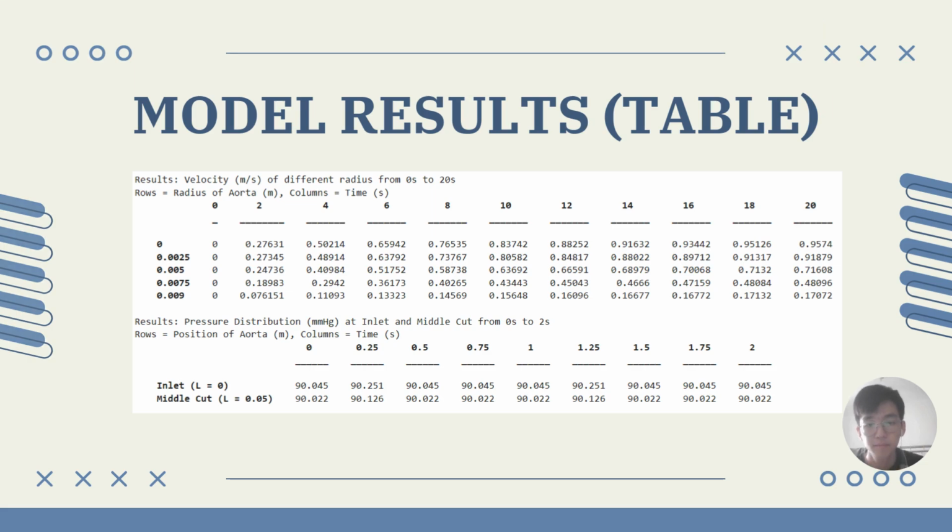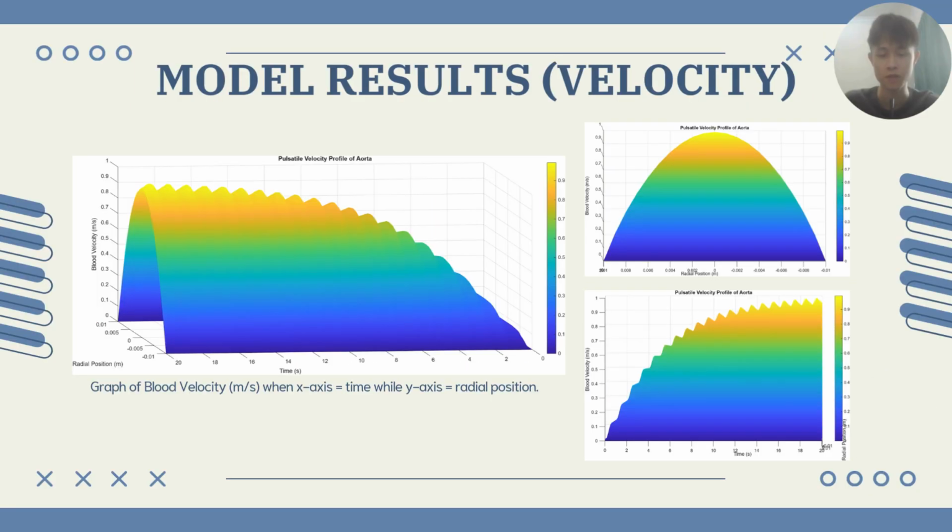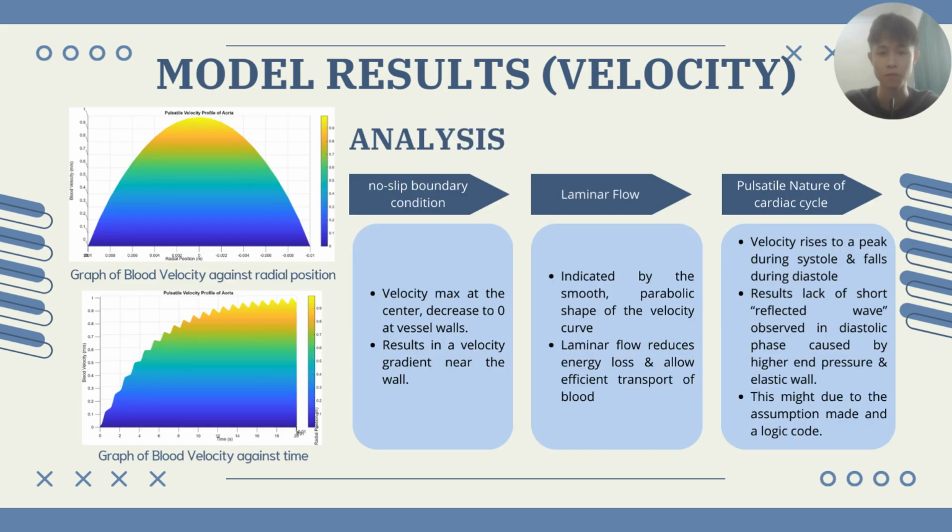to 2 seconds. Next, the pulsatile velocity profile of the aorta is plotted against radial position in meters and time in seconds as shown in the figure. The result in blood velocity presents three important characteristics in blood flow simulation. The first one is a no-slip condition and wall interaction observed, where the velocity is maximum at the center of the vessel and decreases smoothly to 0 at the vessel wall, which results in a velocity gradient near the wall.